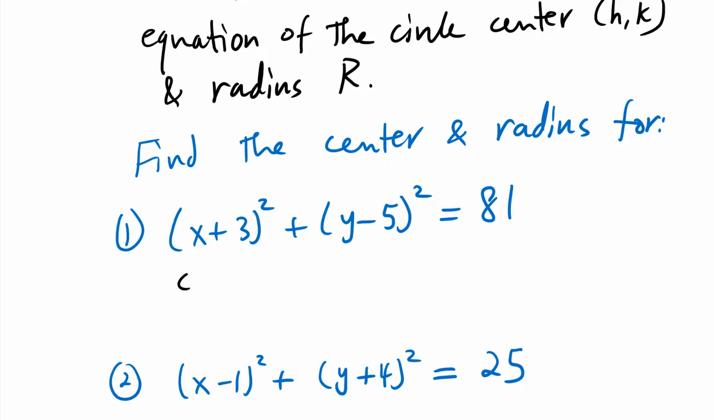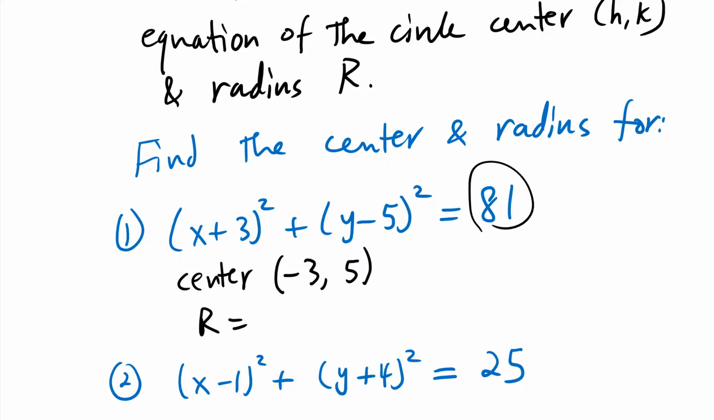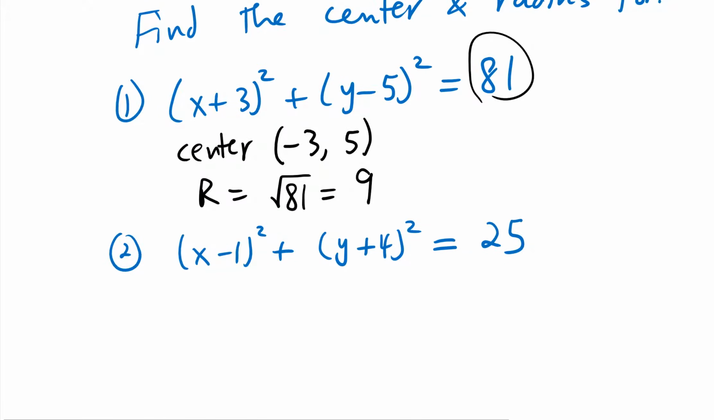So for the first one, the center would be what? -3, pay attention to the signs, and 5. And the radius is always the square root of this quantity here, or the number. Try the next one.